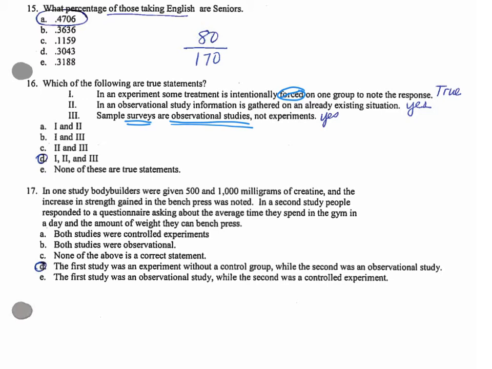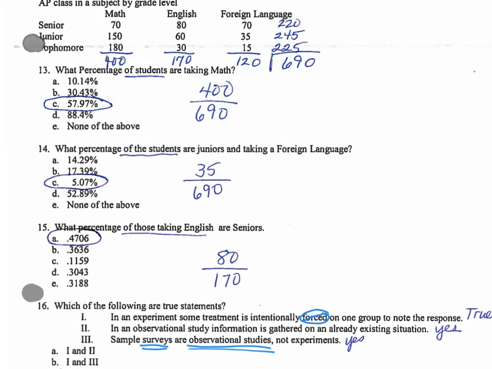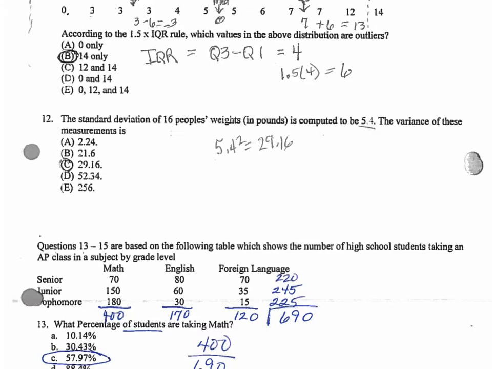Okay. All right. Moving up to these 3 right here. Number 13 was C, number 14 was C, and number 15 was A. That was just some basic straightforward probabilities. Questions? Okay. We good? Okay, moving forward.